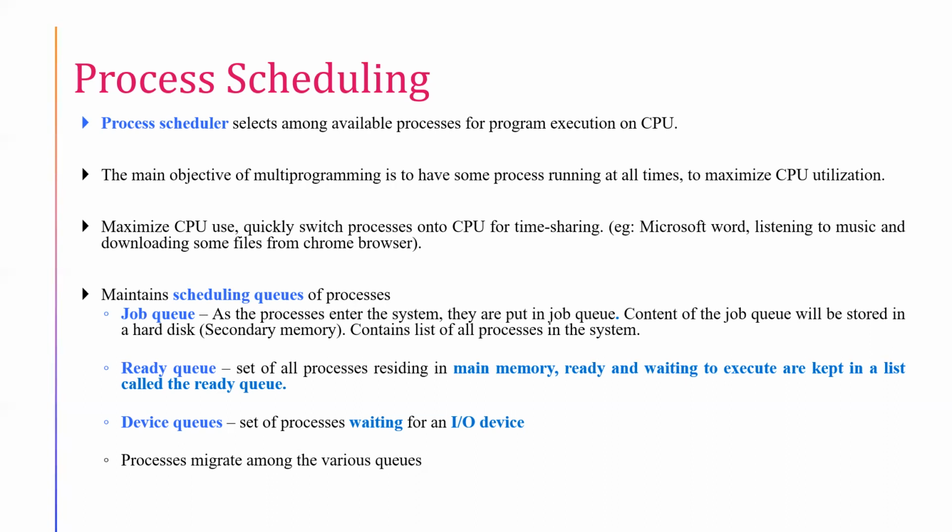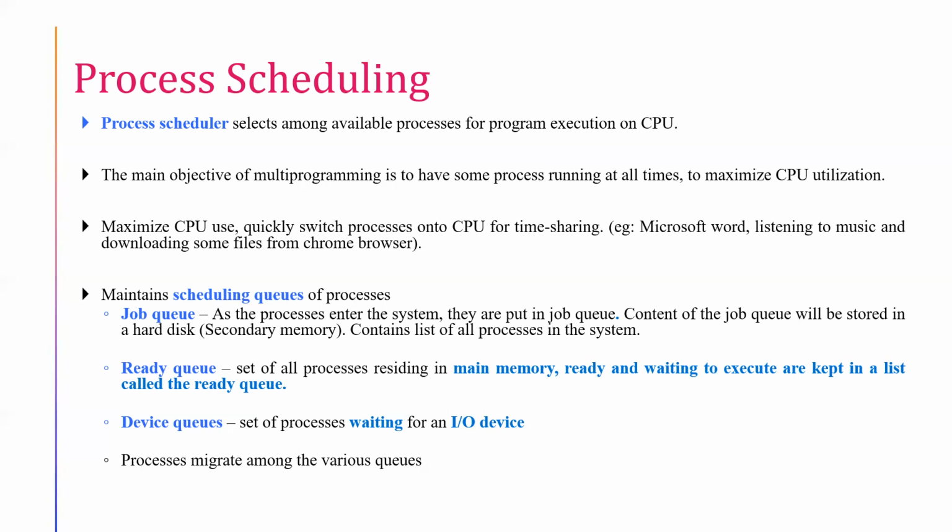The third queue which we have is the device queue. We also call this queue the IO queue. This will have the set of processes waiting for the IO devices. We will see the scenario for this in the queuing diagram. Whenever a particular process is waiting for an IO device, such a process can be moved to the device queue.